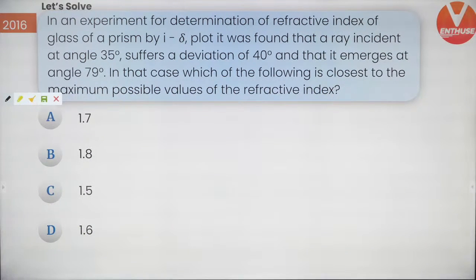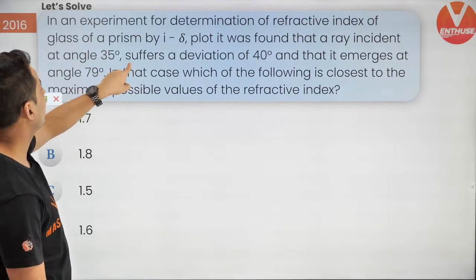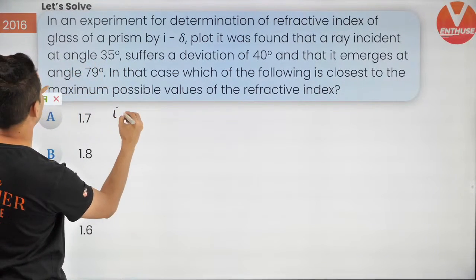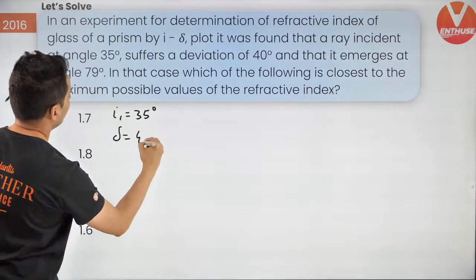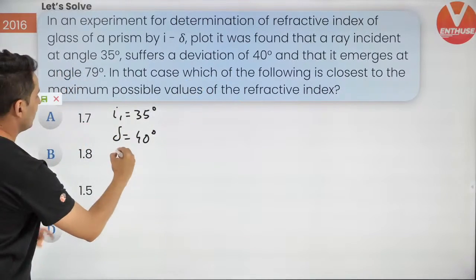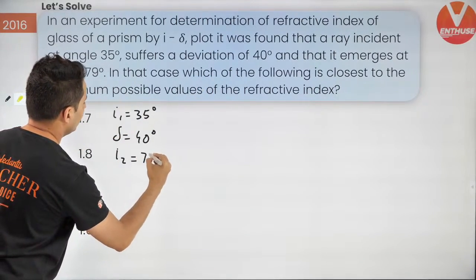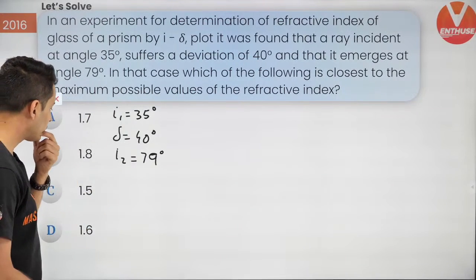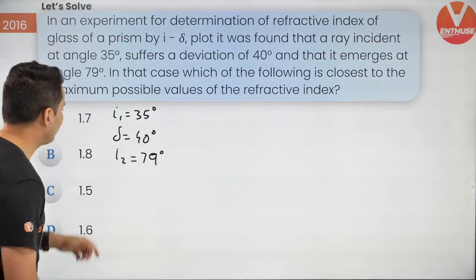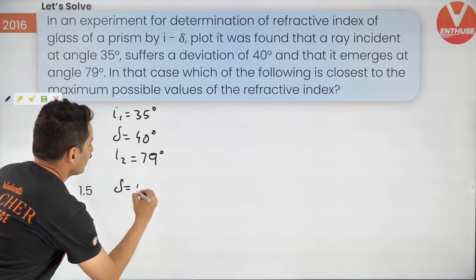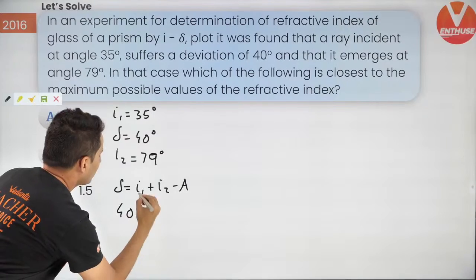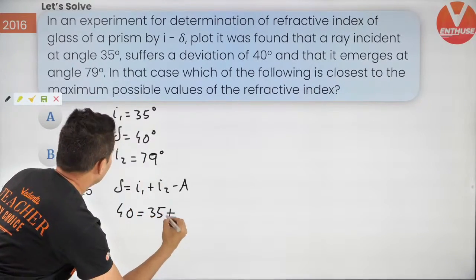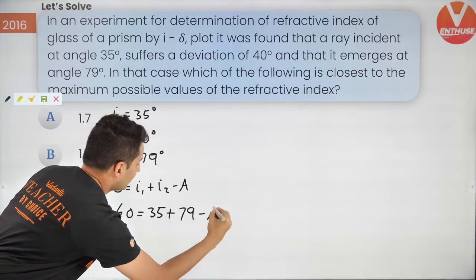Find out, guys, whatever things you can find out using this. Let's see what all we know. Angle of incidence, I1, is 35 degrees. Deviation delta is 40 degrees. Emergence, that means I2, is 79 degrees. So what can we do if we can find A? Yes, delta is I1 plus I2 minus A, right? So 40 is I1, which is 35, plus I2, which is 79, minus A.